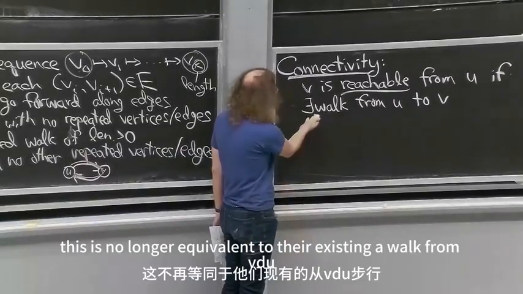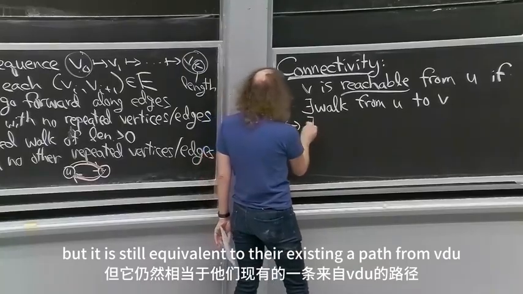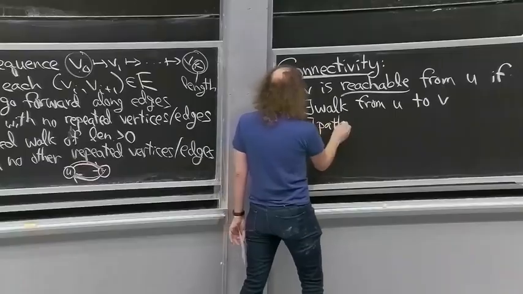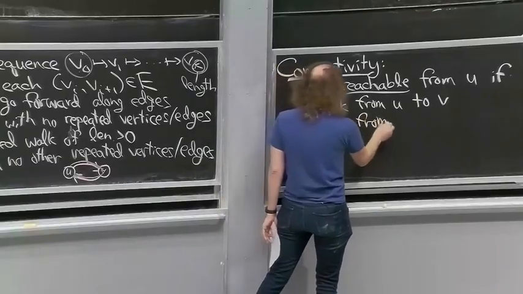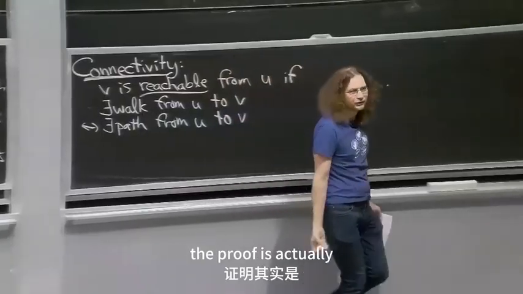So this is no longer equivalent to there existing a walk from v to u, but it is still equivalent to there existing a path from u to v, sorry. That part is still true. The proof is actually exactly the same.